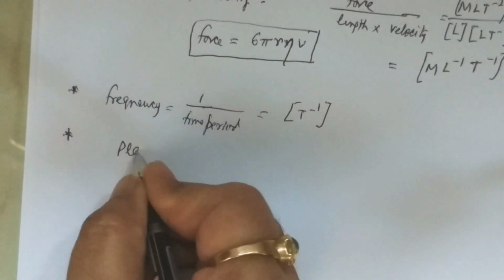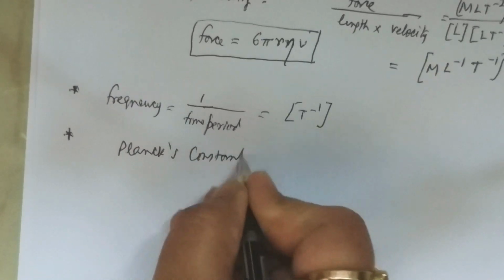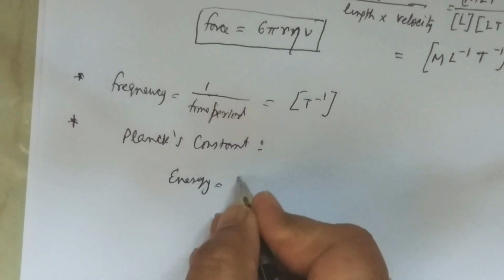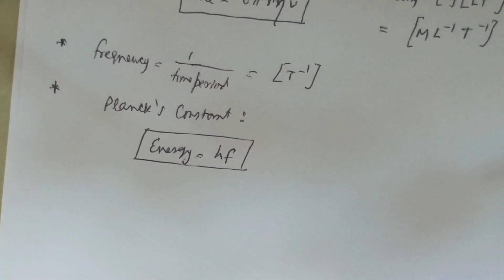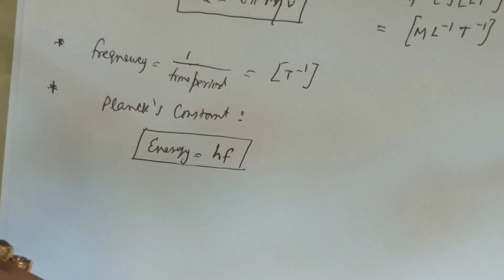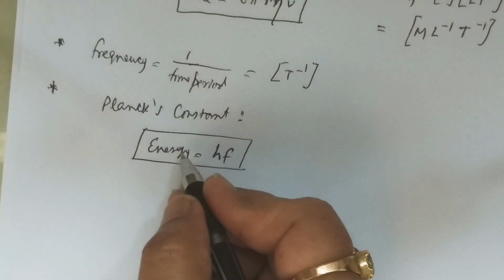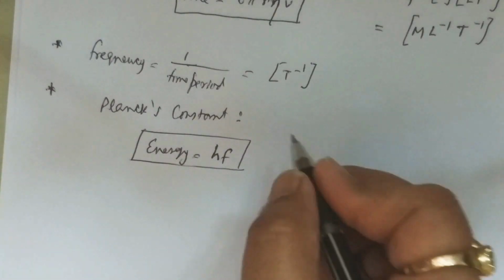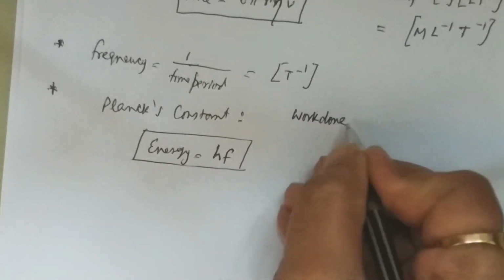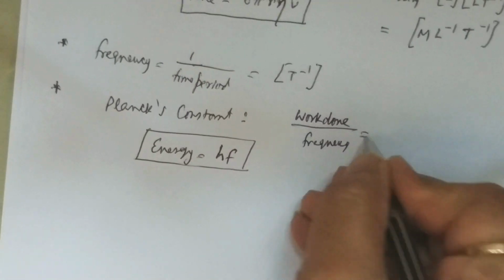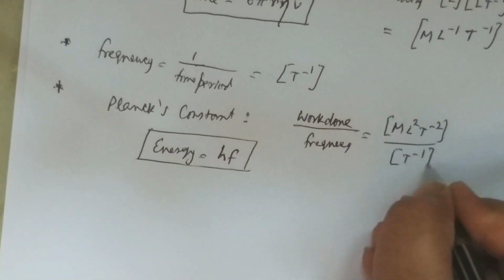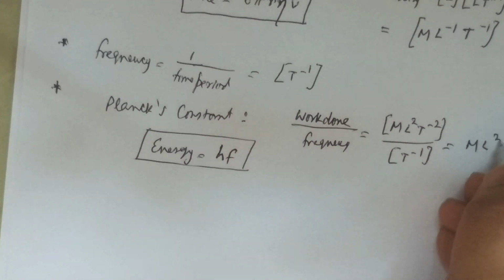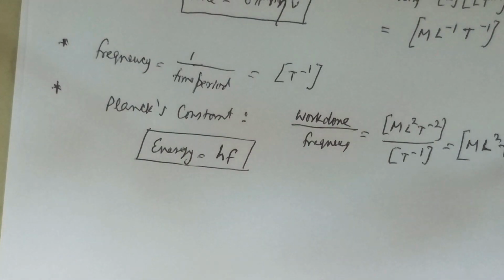Then we have another, Planck's constant. What is Planck's constant? Let's see. The energy is equal to h into f, the energy of a photon. Photons are carriers of energy, that is, they move with the speed of light, and h is Planck's constant, f is the frequency. Now any energy will be the same as work done, and what we did for work done, M L^2 T to the power minus 2. So therefore Planck's constant is work done divided by frequency. So how much was work done? Work done was M L^2 T to the power minus 2, and frequency is T to the power minus 1. This goes up. We have M L^2 T to the power minus 1. So this will be the dimension of Planck's constant.